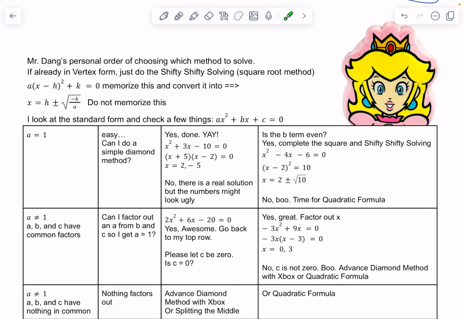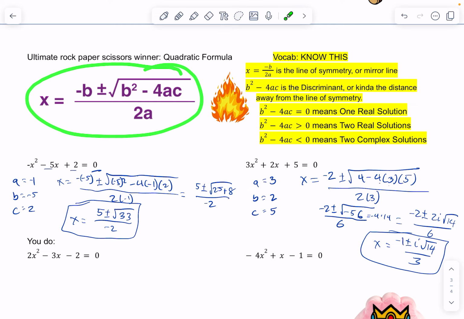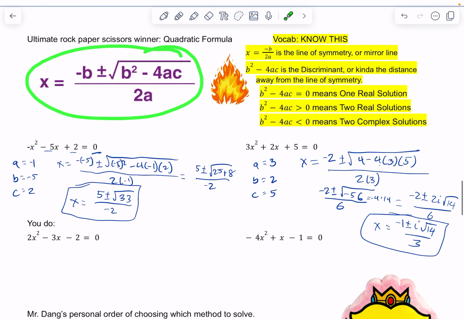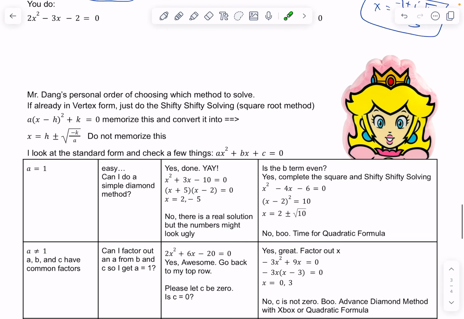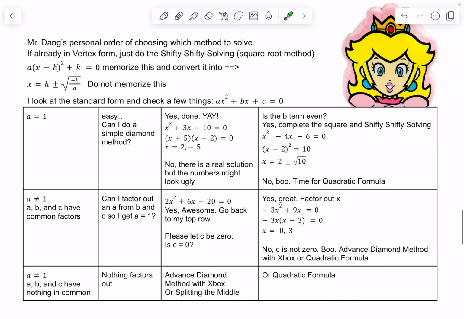Maybe in a future class I can show you that this is actually just completing the square. It really is, which is why I think it's kind of cool. That's why I love completing the square. All right, so if it's in vertex form, this form, then use the shifty solving.